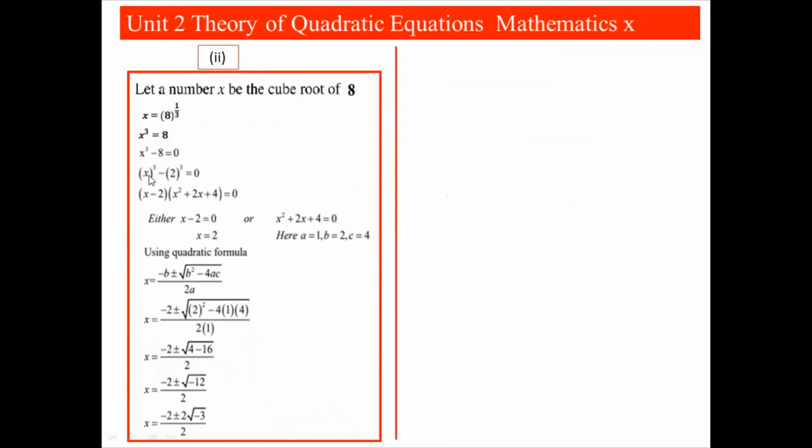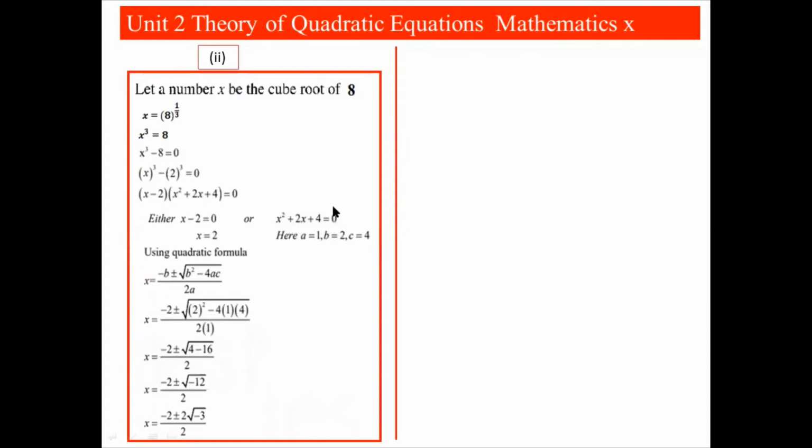Now we can use the formula a cube minus b cube. So a cube minus b cube is equal to a minus b times a square plus ab plus b square. So here a is x and b is 2. By using the cube formula, we can write this as x minus 2 times x square plus 2x plus 4 is equal to 0. So either x minus 2 is equal to 0, or x square plus 2x plus 4 is equal to 0. So from here we have x is equal to 2.